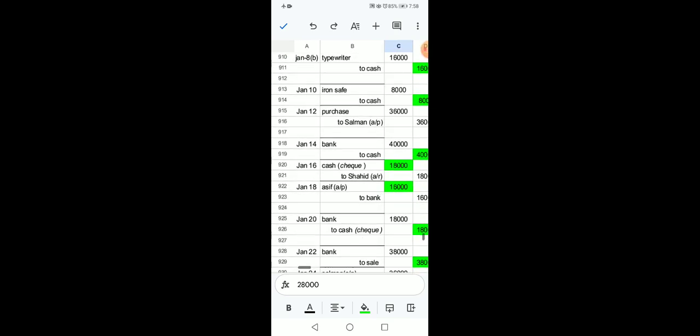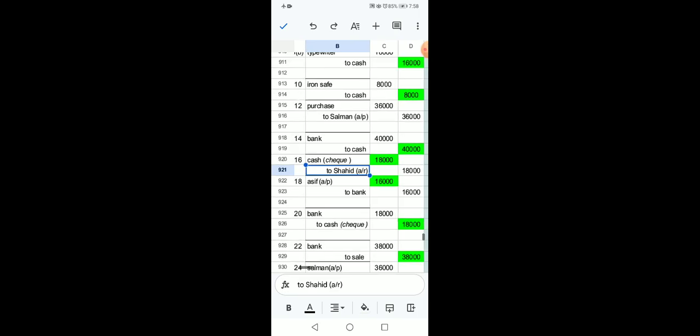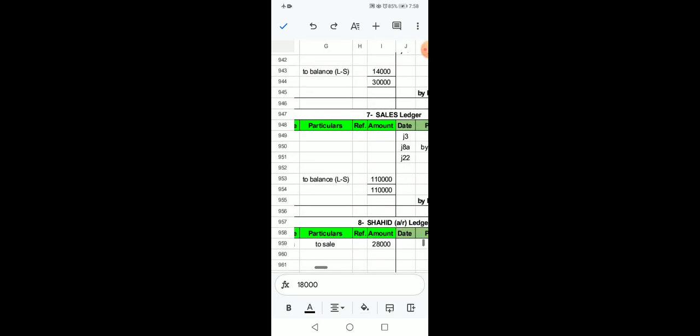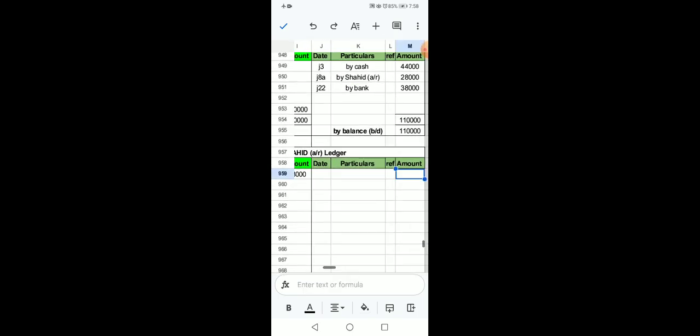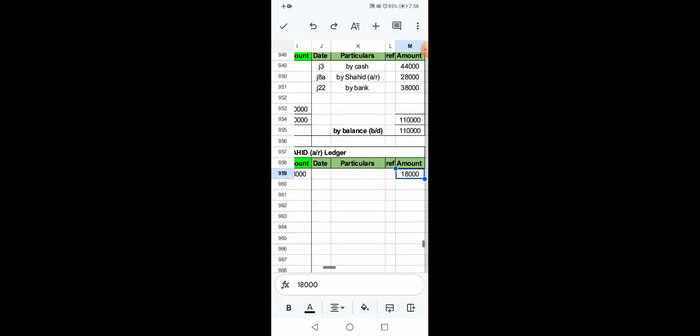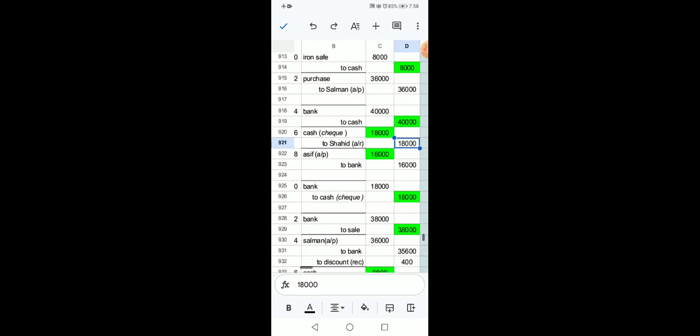Let's see. Shahid, yes. Shahid has arrived in January 16. It is credited by 18,000. Go to Shahid's account and write down 18,000 on the credit side. We will now be looking for the reference of 18,000. So this was Shahid, 18,000. What is written on the opposite side?